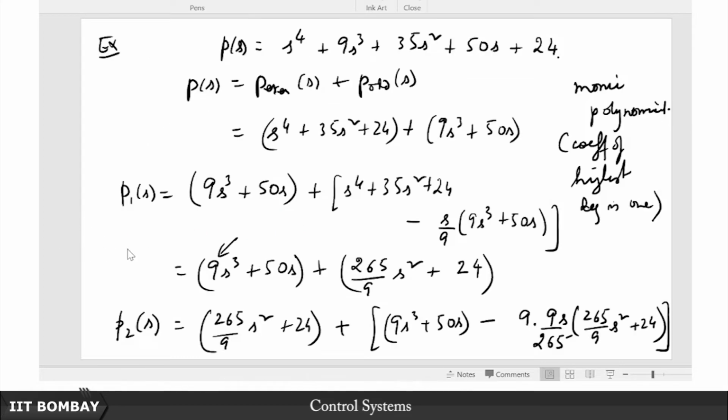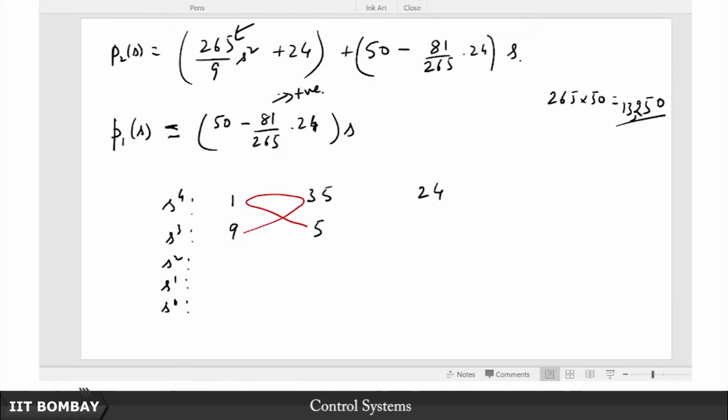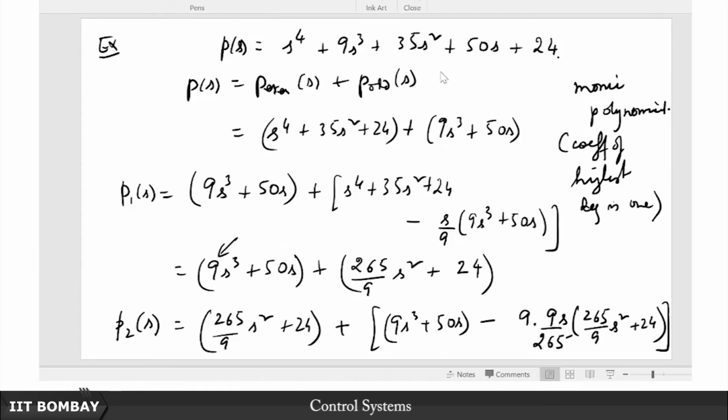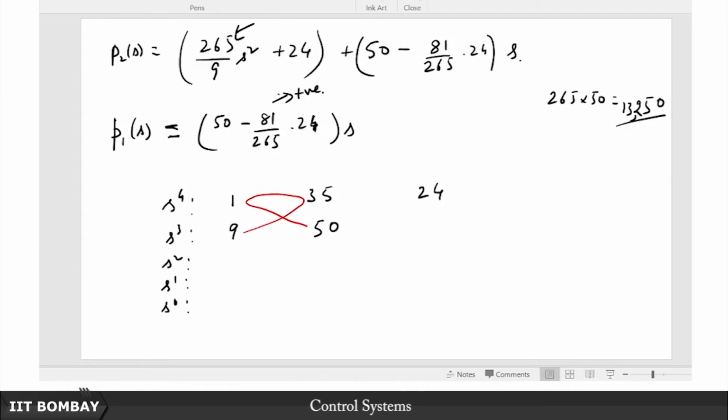Hang on. I think I am making some mistake. Did I err somewhere here? 50, did I miss the 50 here? Ah, yes, of course. So this should be 50. Exactly, I misread that. The coefficient of s is 50, not 5.